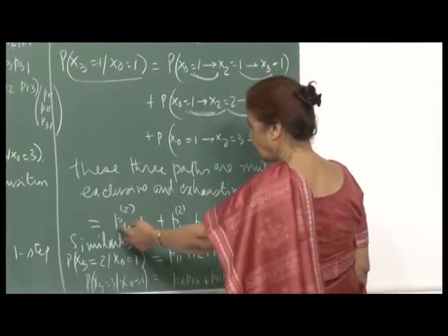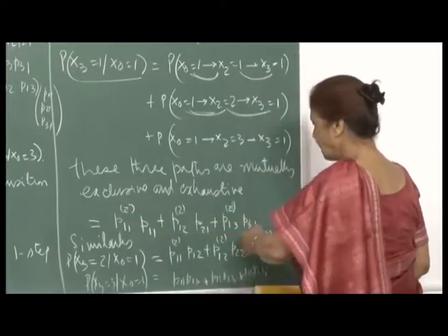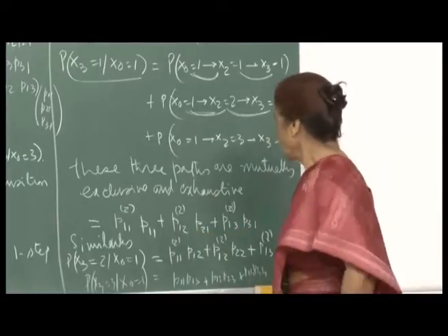So, therefore, these are the entries of your P square, and then you are again multiplying by p11, p21, p31. So, that means essentially, yeah, okay.